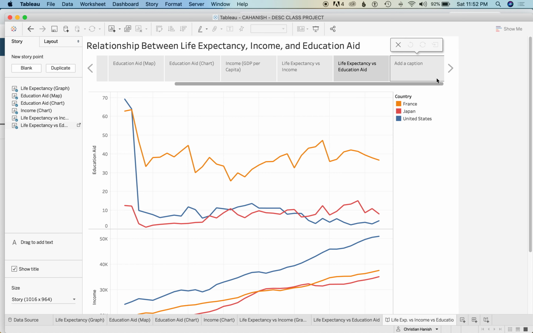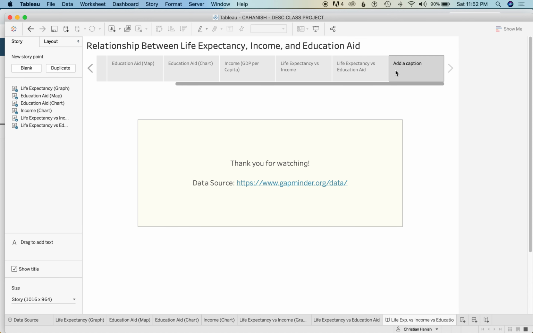So overall, kind of surprisingly, there doesn't seem to be much of a relationship, or at least a strong correlation between a country's life expectancy as well as their income and education aid. So that is going to be the hypothesis here, that there is not a very strong correlation between the three, somewhat surprisingly, but this is the question that we set out to prove, and I feel like I've come to a sufficient answer. So thank you for watching, and I hope you learned something like I did.